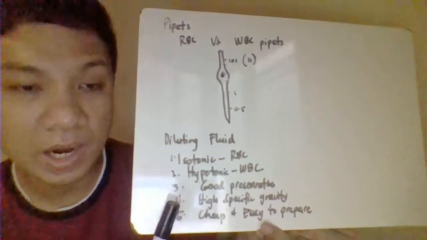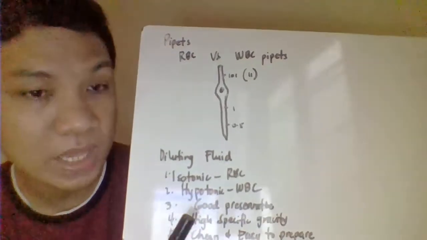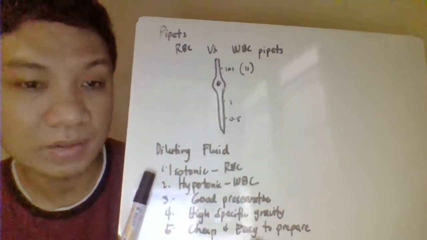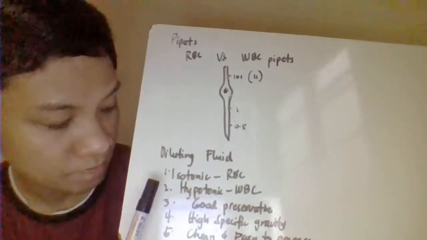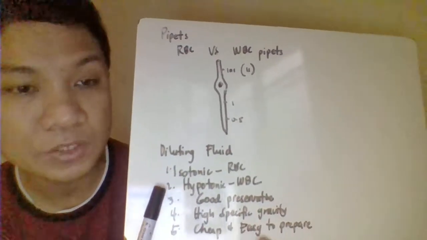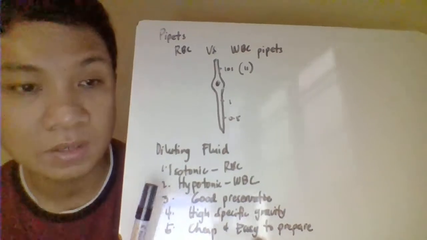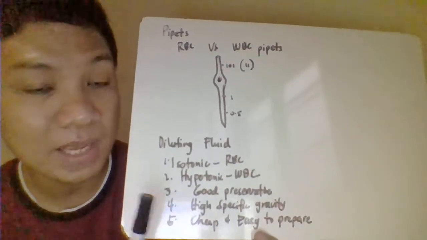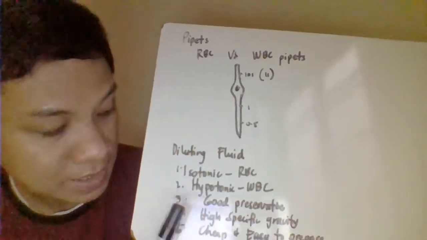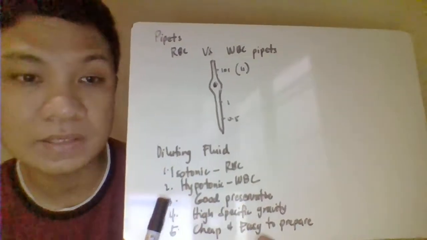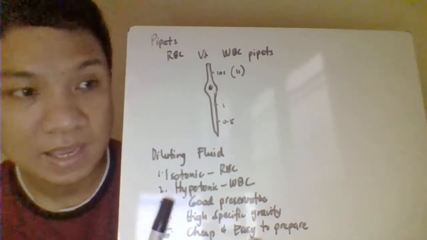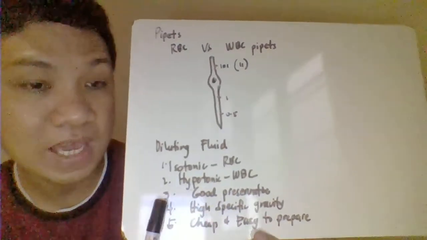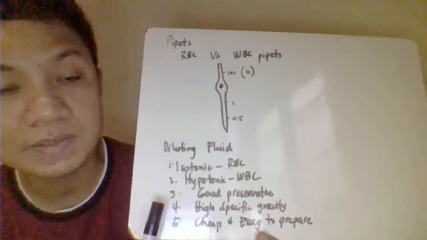Okay, another one, what we are needing here would be your diluting fluid. So, the diluting fluid here, ideally for the RBC count is isotonic solution. For the WBC should be hypotonic solution that would allow the RBC to swell and rupture para maiwan na lang ay ating WBC. Another one, characteristics of your diluting fluid should be able to preserve your cell and high specific gravity, and is also cheap here and easy to prepare.